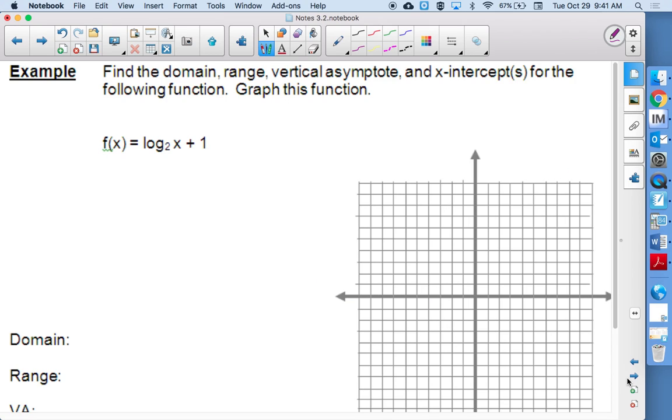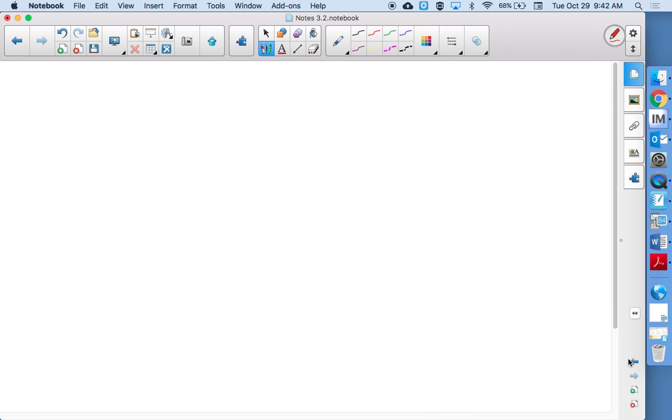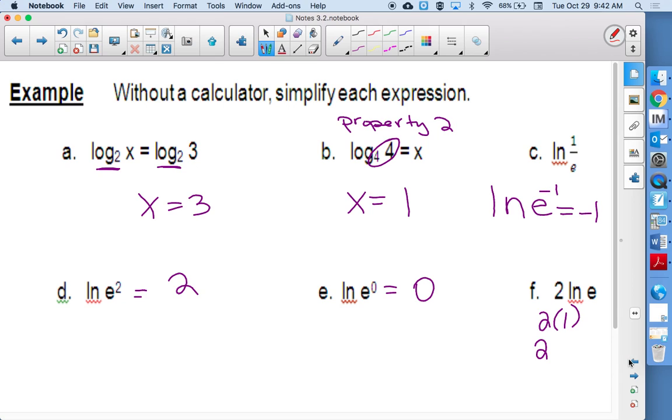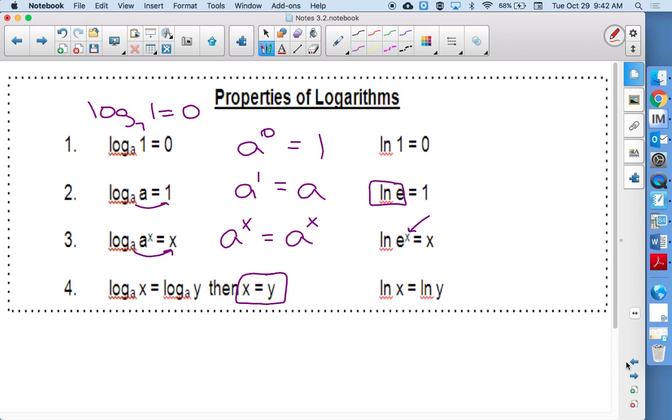Looking at the graph at the bottom, we have log base 2 of x plus 1. We're graphing this without a calculator. We're going to try and graph it with the properties above. So we're going to make ourselves a little t-chart. The numbers we choose for x are going to be based off of those properties 1, 2, and 3.